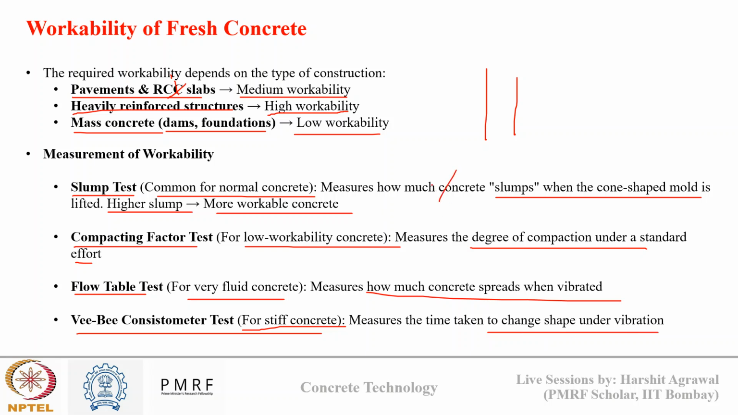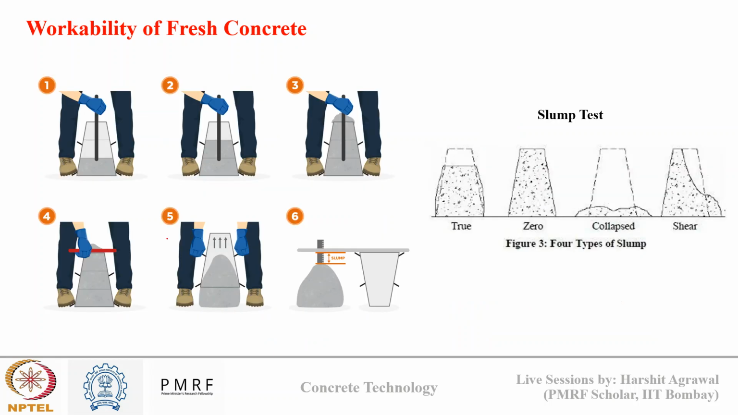So don't worry about the description part, we'll discuss it again in detail. Just remember there are four testing methods. However, each testing method varies for the type of concrete that we have. If we have a normal concrete, we can use slump test. If we have a very flowable concrete, we use a flow table test. If we have a very stiff concrete, we use a VB consistometer test. And if we have a low workability concrete, we use compacting factor test. So based upon my concrete type, the testing for measuring workability can change.